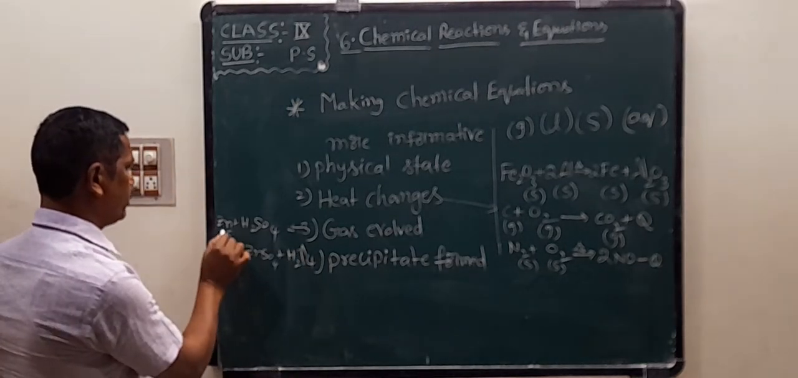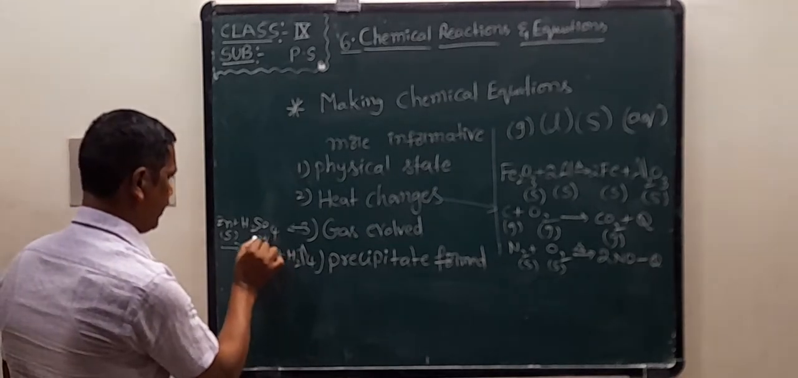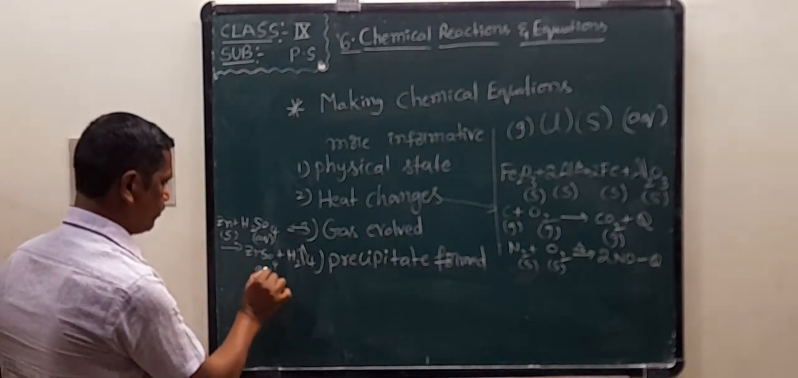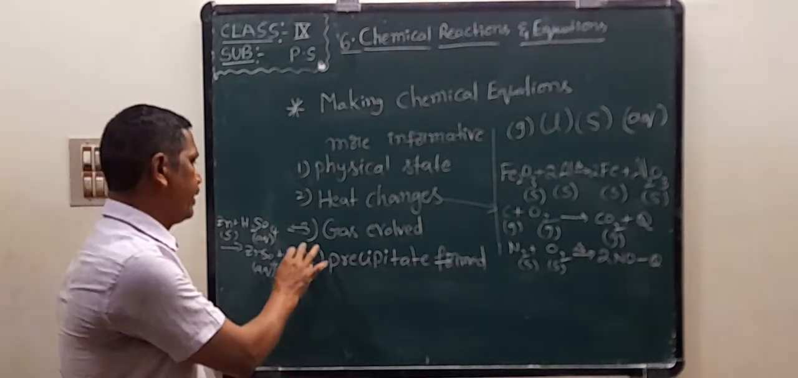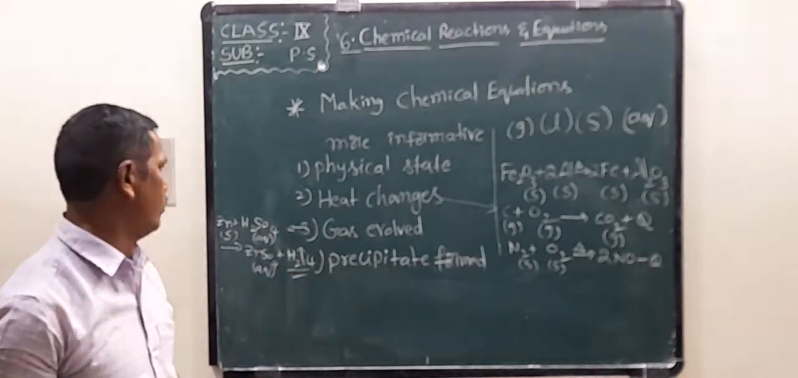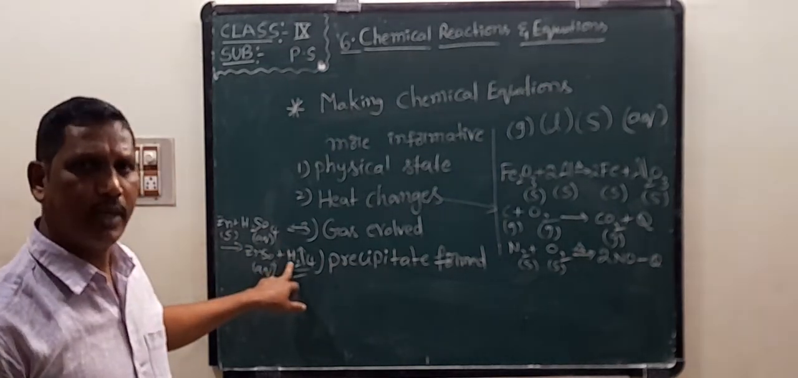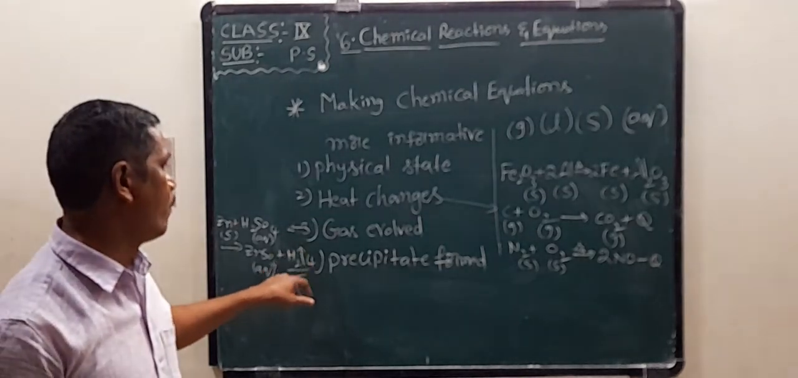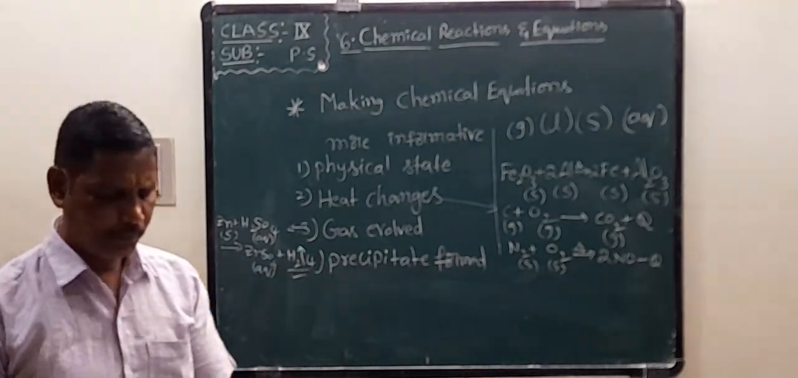This is the Zn, solid state. H2SO4 is an aqueous solution, aq. ZnSO4 is also an aqueous solution, aq. H2 is the gas evolved, indicated by the upward arrow mark. Zn plus H2SO4 gives rise to ZnSO4 plus H2. Evolved gas, we express with an arrow mark in the upward direction. Okay, next one.